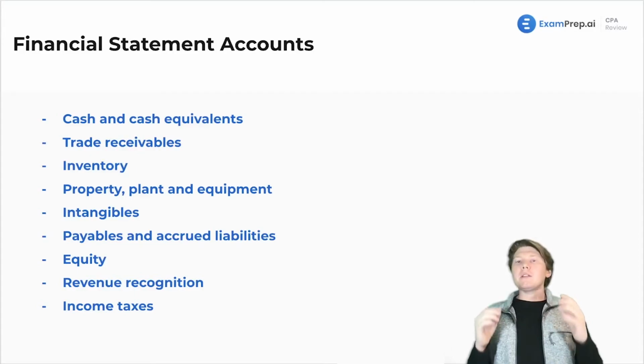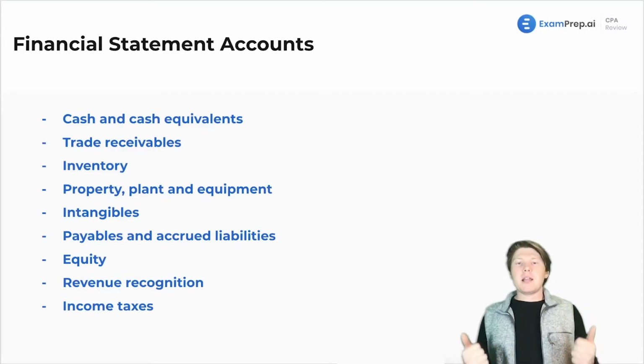Think where each of these belong. Is it an asset, liability, equity, revenue, expense? Where does it belong on our financials? Payables and accrued liabilities. Those are liabilities on our balance sheet. There's a lot going on there. We'll see that. We'll get into that a little bit further. Equity. Equity belongs in your balance sheet. We've got a lot of interesting topics.